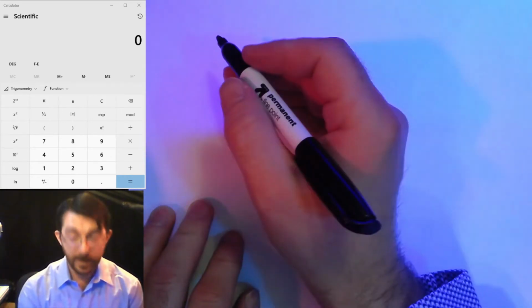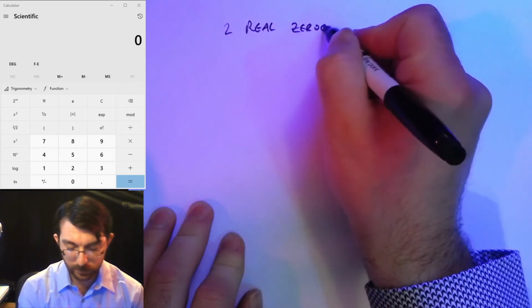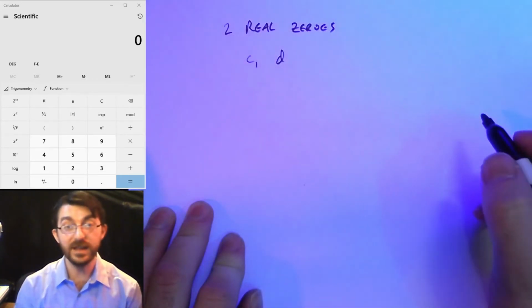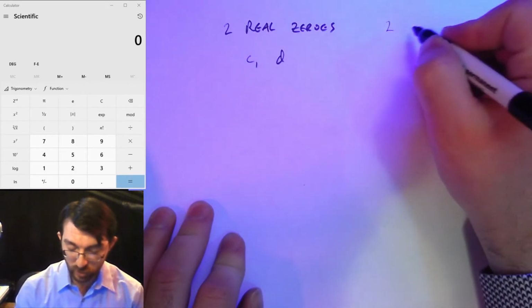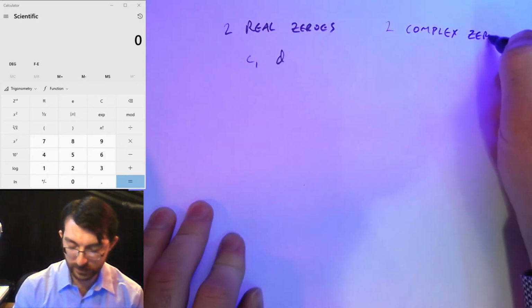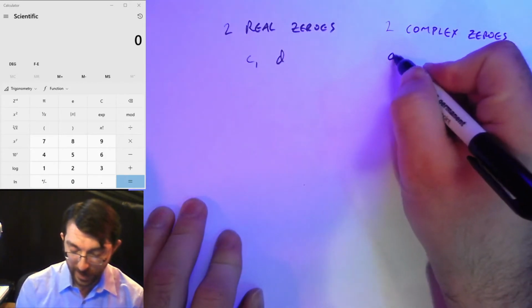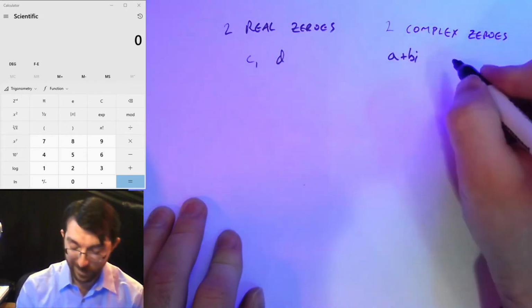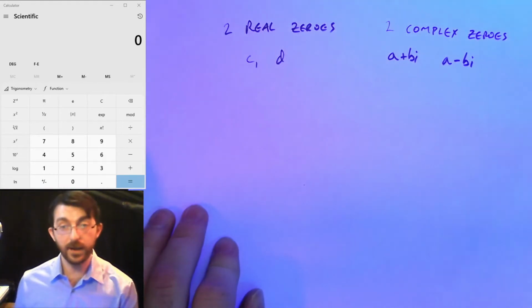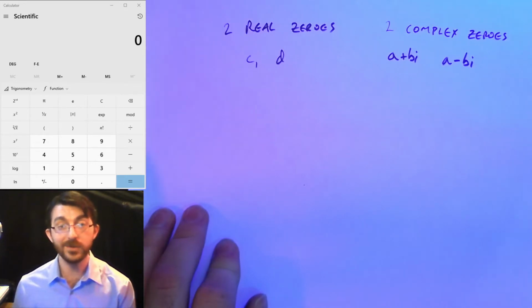So the idea is that I'm going to have two real zeros. I'm going to call them C and D. And then I'm going to have two complex zeros. And that's going to have to be A plus BI and A minus BI. So as you can see, I've got four different numbers that are going to be going into determining whatever this is.